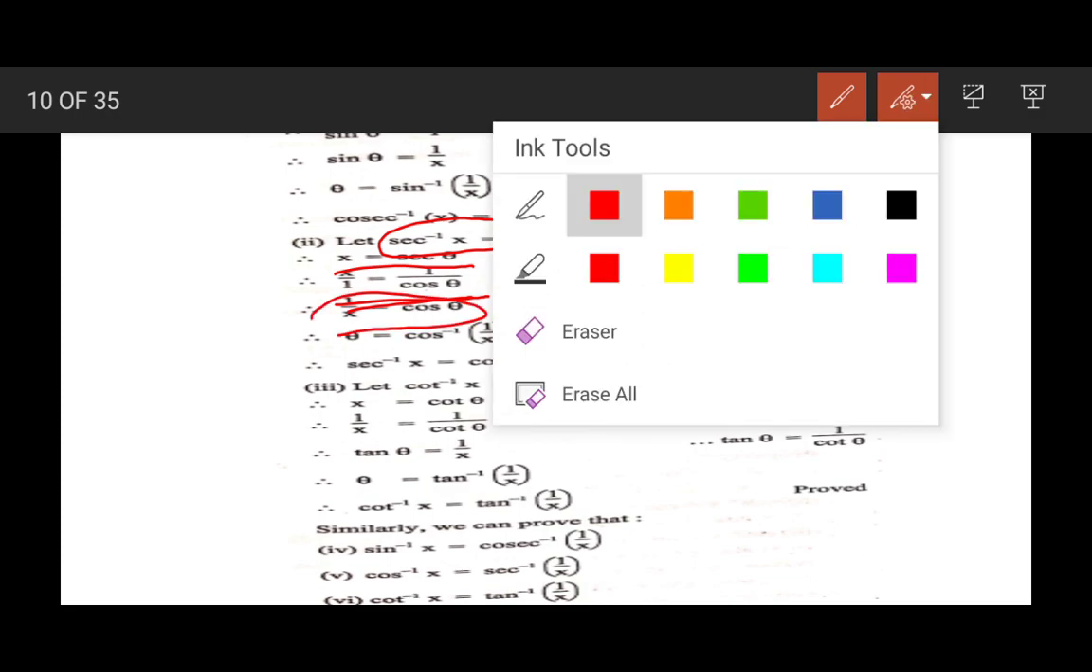Similarly, for the second one, let sec inverse x be equal to theta. That means x equals sec theta. Sec theta means 1 upon cos theta, right? So x upon 1 is equal to 1 upon cos theta, and therefore cos theta is equal to 1 upon x. So cos theta is equal to 1 upon x means theta is equal to cos inverse 1 upon x, and therefore sec inverse x is equal to cos inverse 1 upon x.